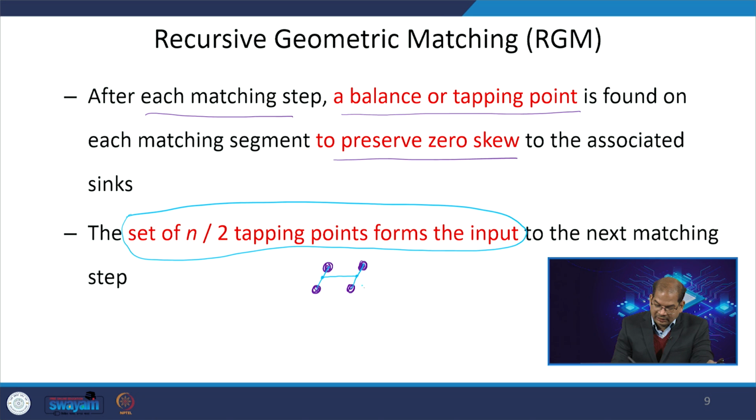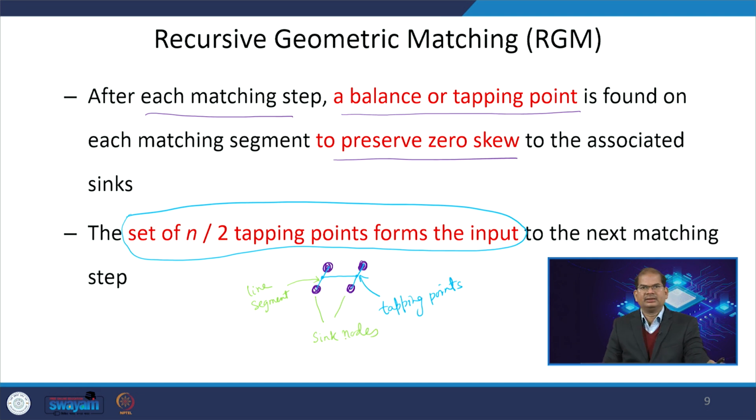So, which one is the tapping point here? These are the tapping points. And this is the line segment. This is the line segment. And these are actually the sink nodes.